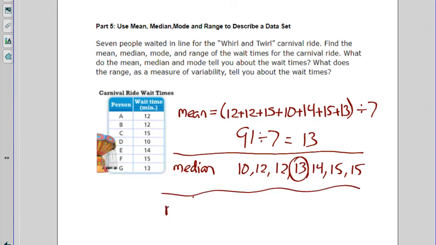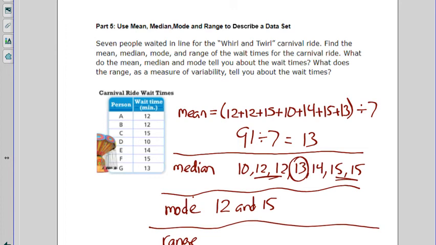The mode is the value that happens most often. Since I have these in order, I can see that I have 2 12s and 2 15s. So the mode is 12 and 15. Once again, the range is the biggest minus the smallest, and these are in order, so that's handy. The biggest is 15, the maximum. The minimum is 10, and so I get a range of 5. So the spread between the quickest wait time and the longest wait time was 5 units.